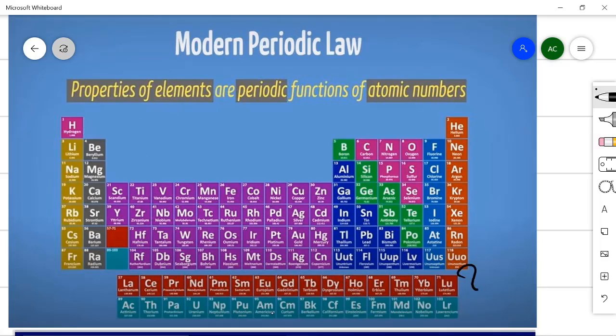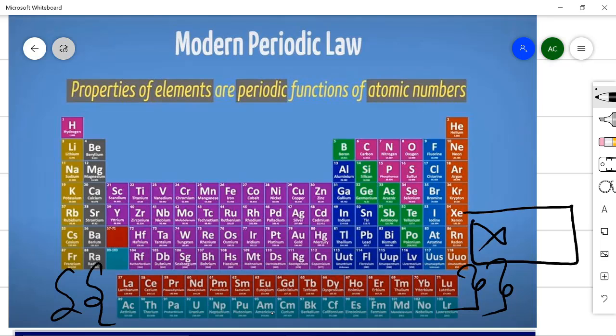Why don't they find space in the main body? They are here because they are large in number, and showing them in the main body will distort the shape of the periodic table because they are very, very long. If they are included here, it will create a very bad shape of the periodic table, and that is why they are included here at the bottom.